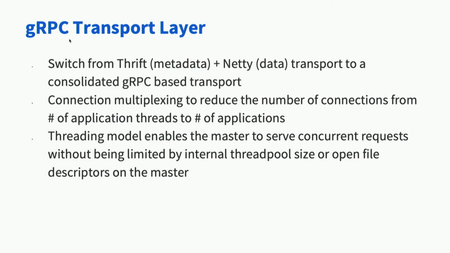The second set of infrastructure changes we made was to switch to a gRPC transport layer. In Alluxio 1.x, we had 2 different types of transport. One was Thrift for metadata, and another was Netty for data. In Alluxio 2, we consolidated these two and used just gRPC for data transport. This, of course, helps us write the code a lot better, but it also has a few critical features that enabled us to scale the cluster sizes.